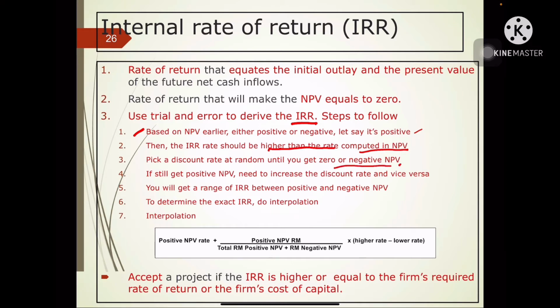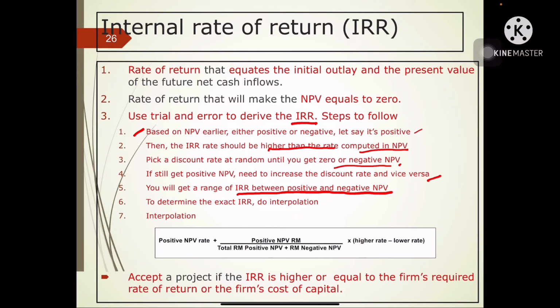So it means that here you have to calculate, number one, a positive NPV, and the other one you should calculate until you get a negative NPV. If you still get positive NPV, you need to increase the discount rate, and vice versa. Alright, so you will get a range of IRR between the positive and negative NPV. So please make sure that when you calculate, one should be positive, the other one should be negative.